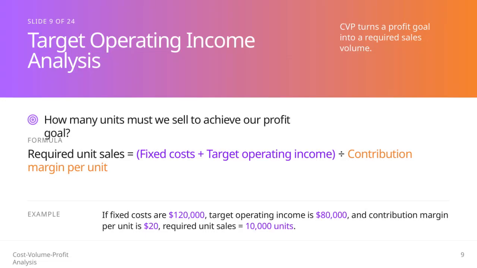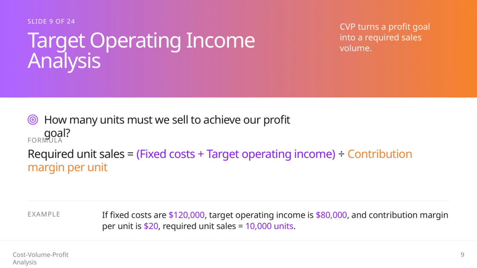Now, let's delve into how cost-volume profit analysis helps us set and achieve profit goals. Essentially, CVP analysis turns a profit target into the number of units we need to sell. The big question is, how many units must we sell to hit our desired profit? The formula is straightforward. We take our fixed costs, add our target operating income, and then divide that total by the contribution margin per unit. This tells us exactly how many units we need to sell to cover costs and reach our profit goal.